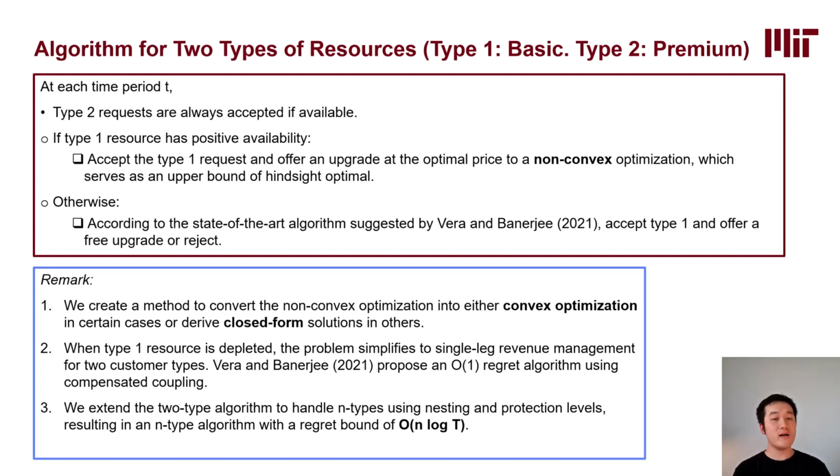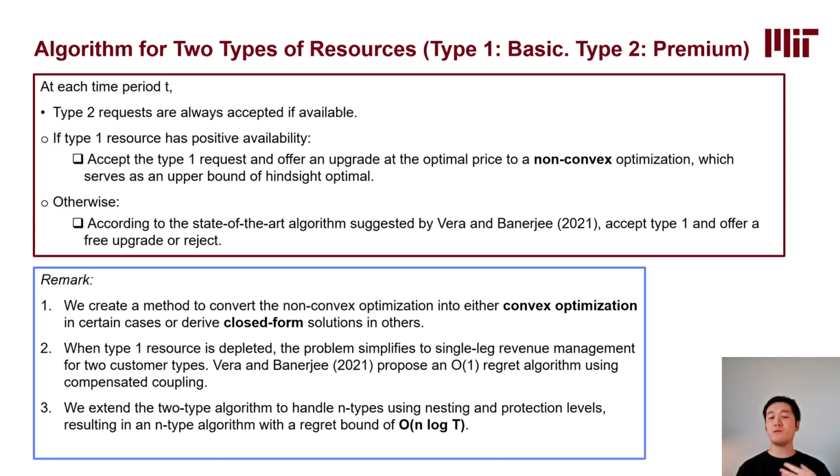And I have some remarks. Firstly, to solve this non-convex optimization problem, we create a method to convert this problem into either a convex optimization in certain cases or derive some closed-form solutions in other cases. And we can extend this two-type algorithm to handle n types using some nesting and protection level ideas, resulting in a regret bound of O(n log T).